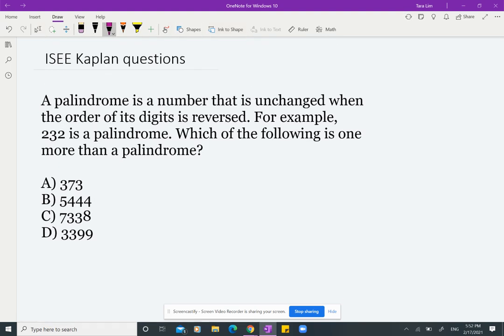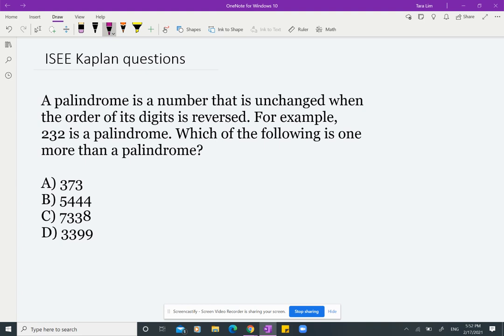A palindrome is a number that is unchanged when the order of its digits is reversed. For example, 232 is a palindrome. Which of the following is one more than a palindrome?